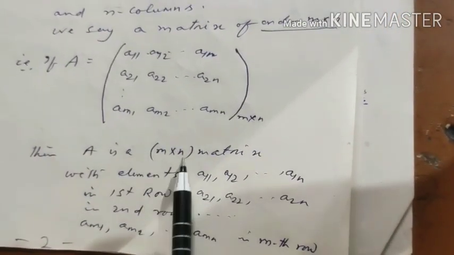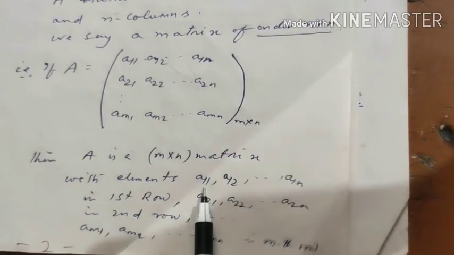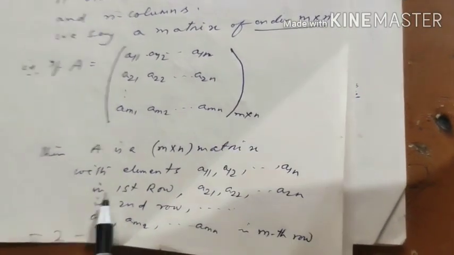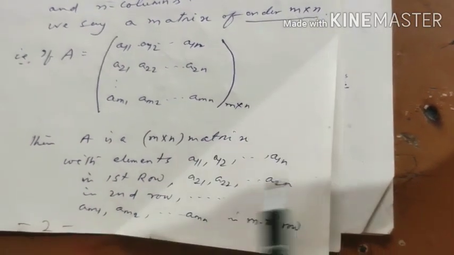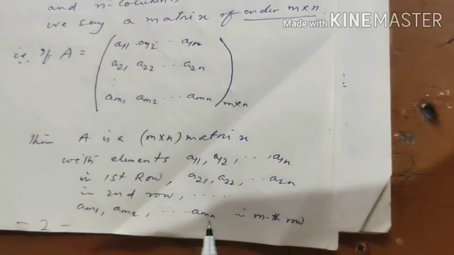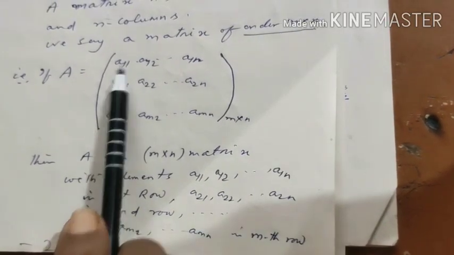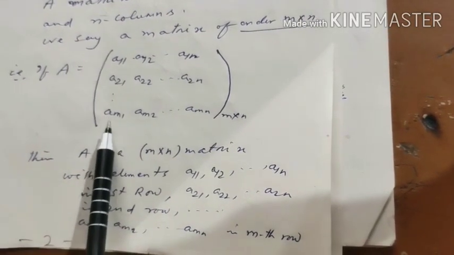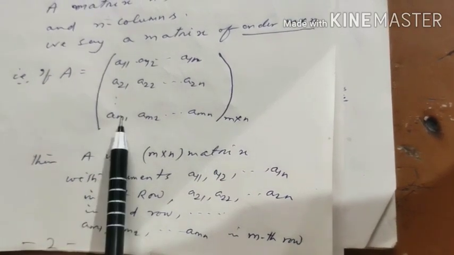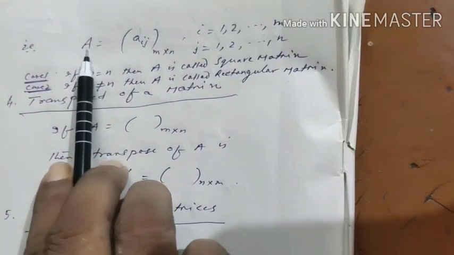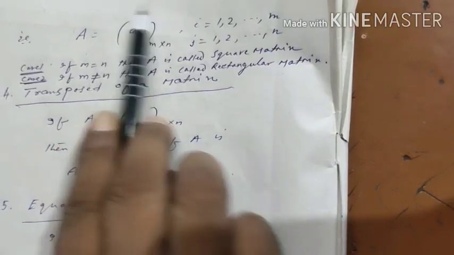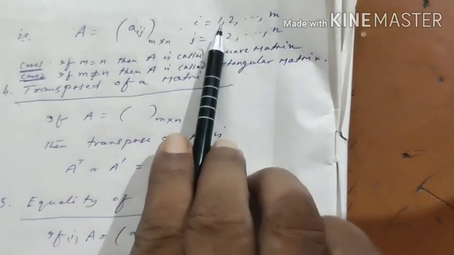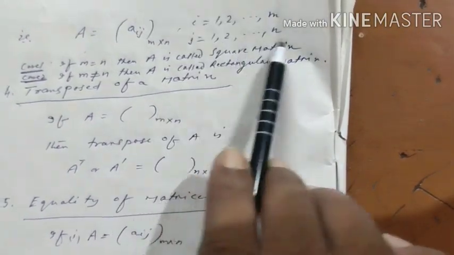If A is an m by n matrix with elements A11, A12, up to A1n in the first row, A21, A22 up to A2n in the second row, and so on, Am1, Am2 up to Amn in the mth row. Similarly, A11, A21 up to Am1 is the first column, and so on. Again, we say A equals [Aij] m by n in shortcut, symbolic form, where i is equal to 1 to m and j is equal to 1 to n.